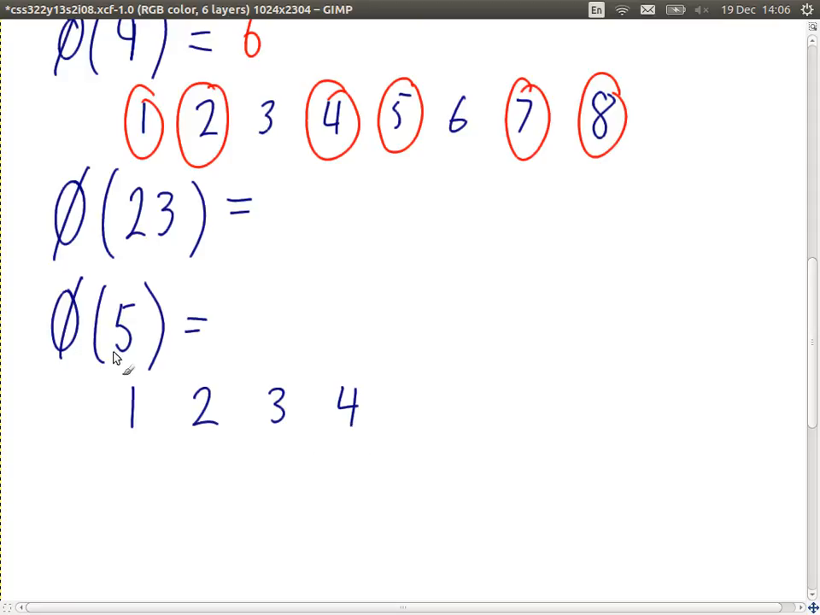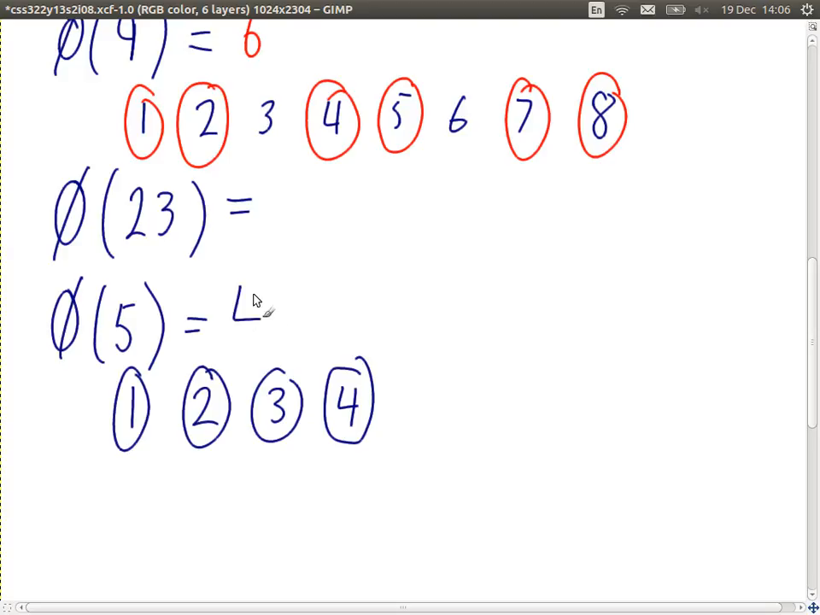1, 2, 3, 4. 1 and 5, relatively prime. 2 and 5, relatively prime. 3 and 5, greatest common divisor of 1, so is 4 and 5. It's 4.